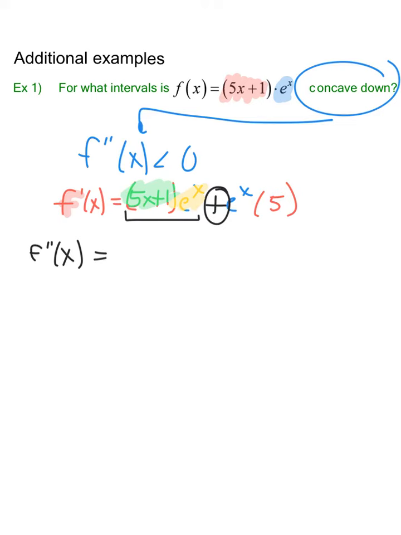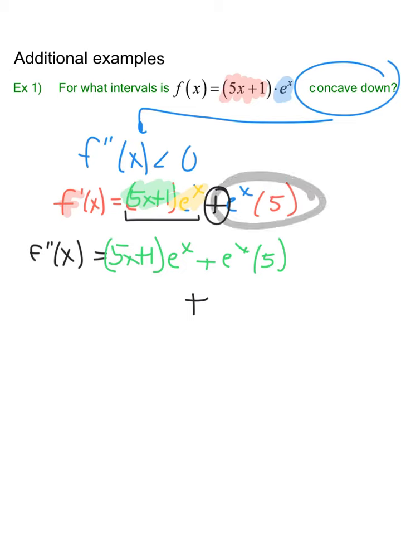We just wrote it. So if we go through it again, the left is 5x plus 1 times the derivative of the right side, which is just e to the x. Then we'd add the right side, e to the x, times the derivative of the left, which is 5. So again, that is our function. But then we have to add the second part here.